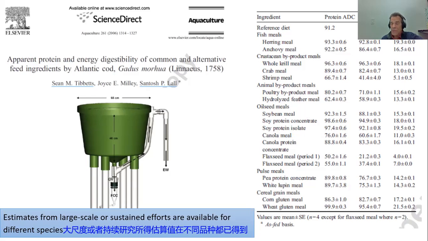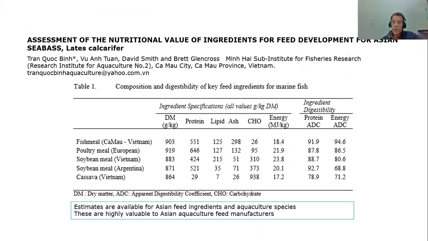So quite significant difference in digestibility of nutrients across species, right? Across ingredients in that species. A number of efforts elsewhere have been carried out, and the information is made available in literature.